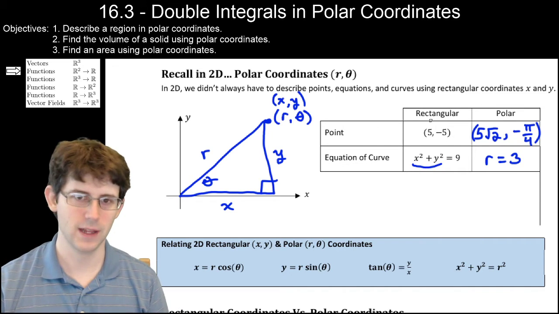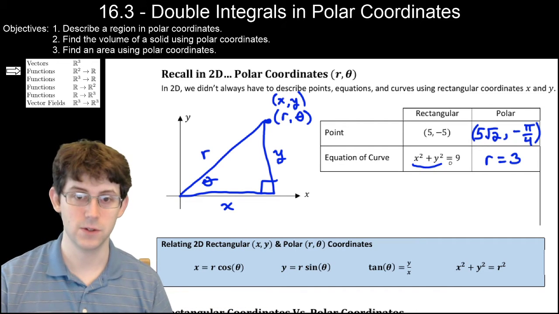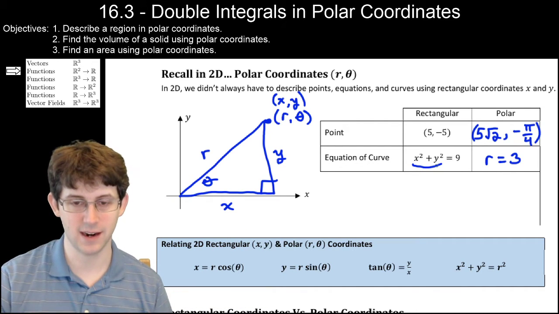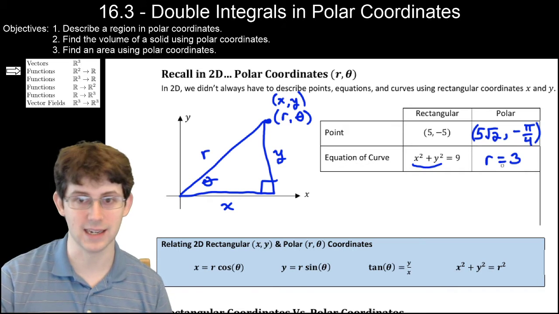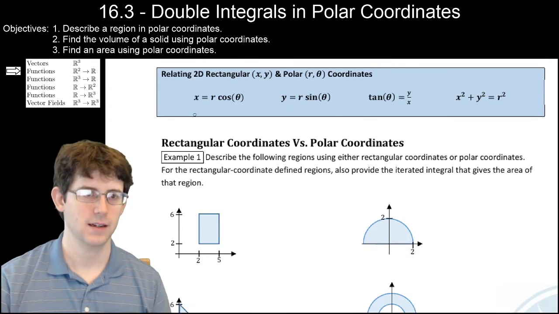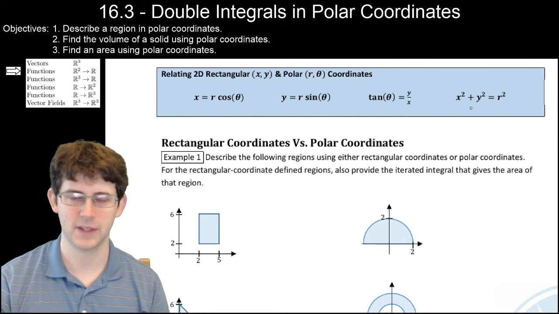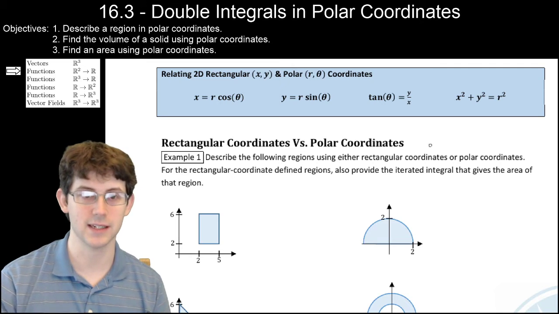So if you have to deal with points that are best described on a box, then you use rectangular coordinates. If you're working with things that are better described using radius and angle, then you use polar coordinates, and that's just about it. These are the conversions between polar and rectangular coordinates.